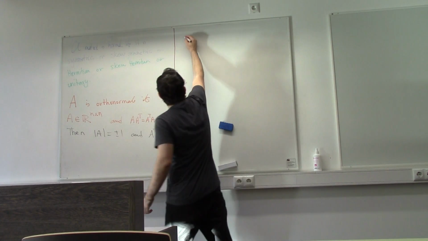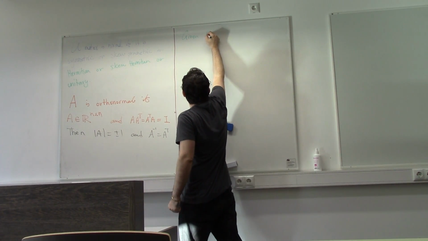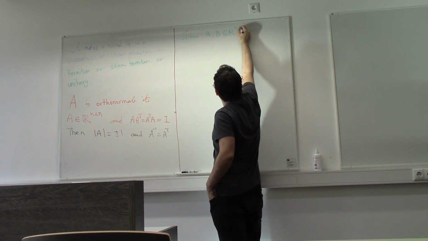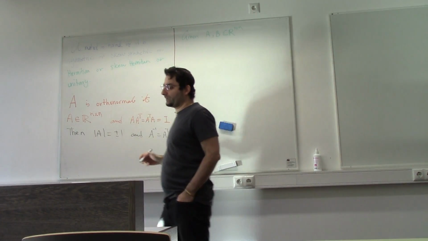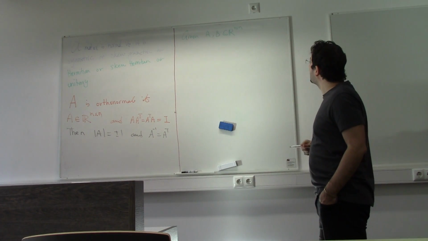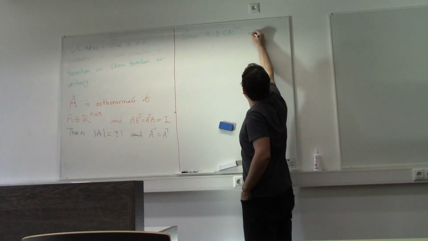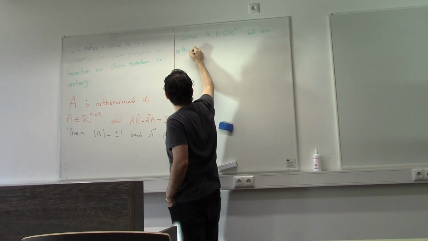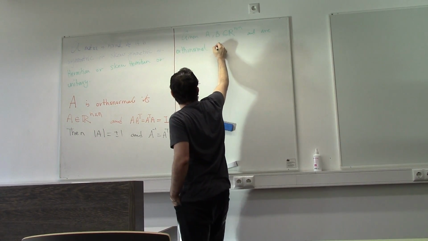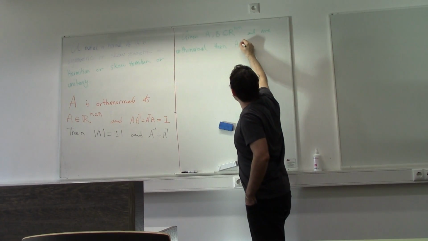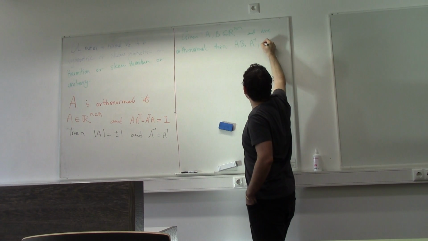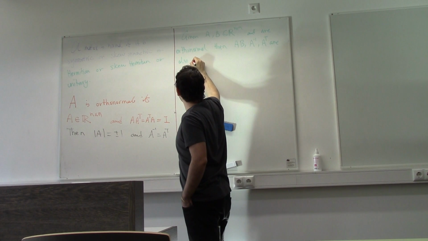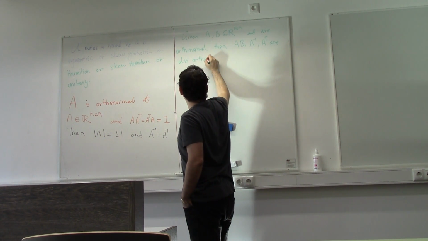Given A and B are square matrices in real numbers and are orthonormal, then AB, A inverse, and A transpose are also orthonormal.